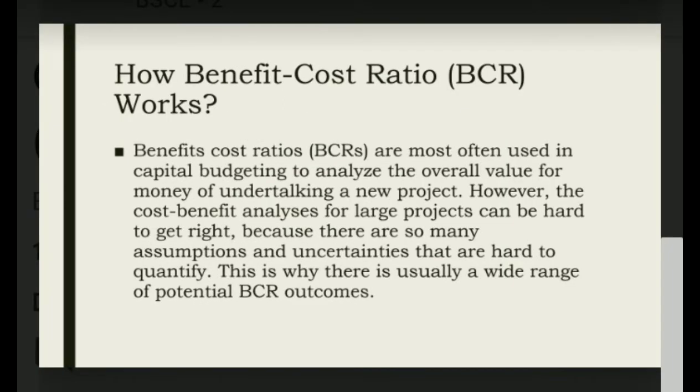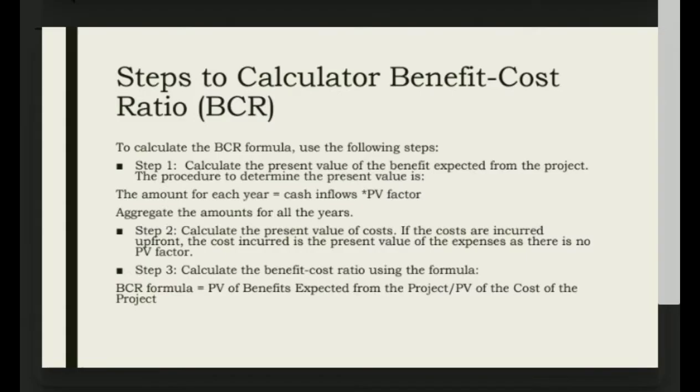Next is how the benefit cost ratio or BCR works. BCR is most often used in capital budgeting to analyze the overall value for money of undertaking a new project. The BCR is calculated by dividing the proposed total benefit of a project by the proposed total cost of the project. Prior to dividing the numbers, the net present value of the effective cash flow over the proposed lifetime is calculated.